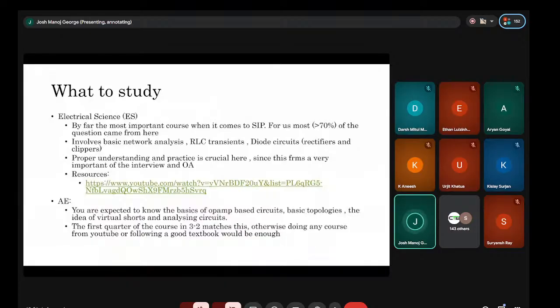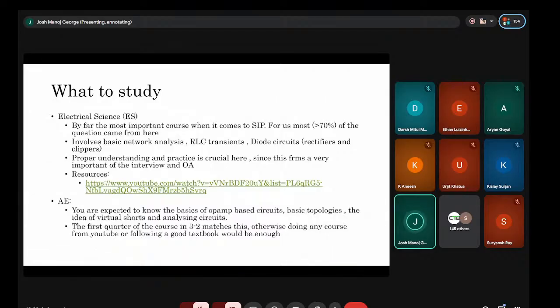I personally don't like watching lectures a lot, but you can build upon it. If you like lectures, I would suggest going through all of it. But if you have a good idea of the basics, I think you can build upon it using some textbook. For ES, the textbook I used was Van Valkenburg, if I recall correctly. But you can just use the ES textbook too. Anything works.